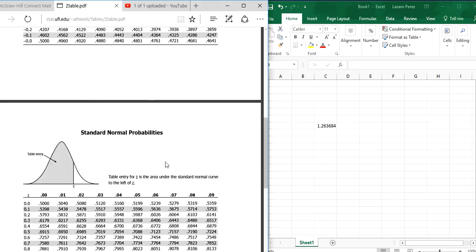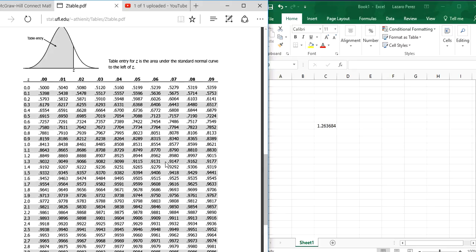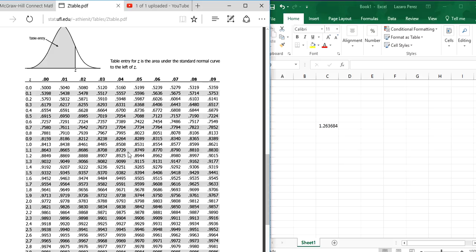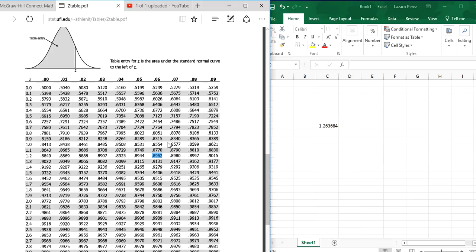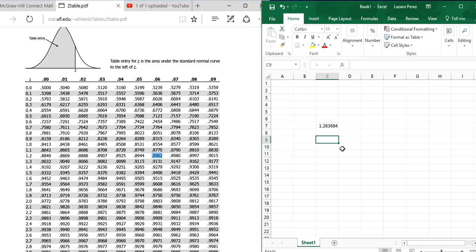All right, 1.26 and it's positive. So right here, 0.8962. But they're asking for everything that's greater than. So we have to do the complement because our table only shows everything that's less than. So we do 1 minus 0.8962. All right, so our answer will be 0.1038.